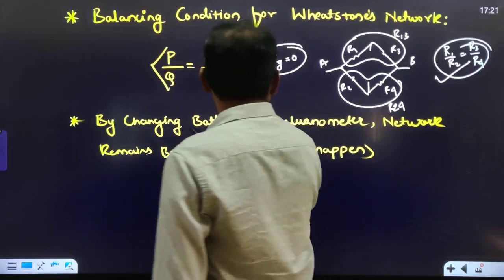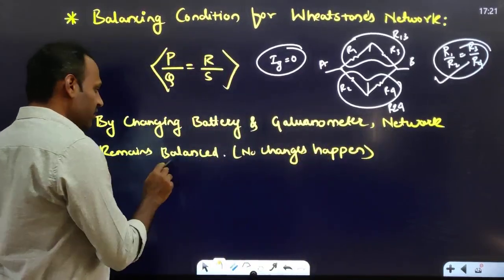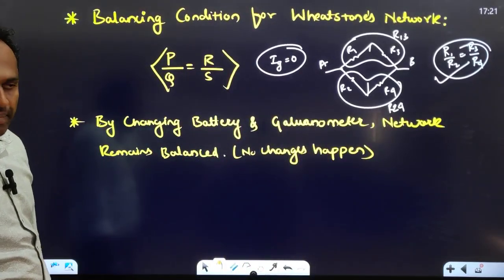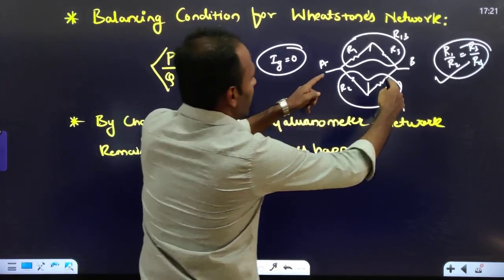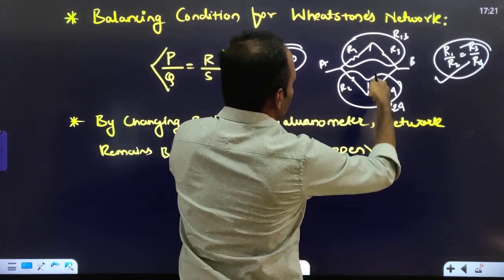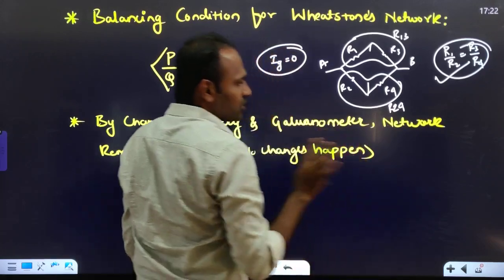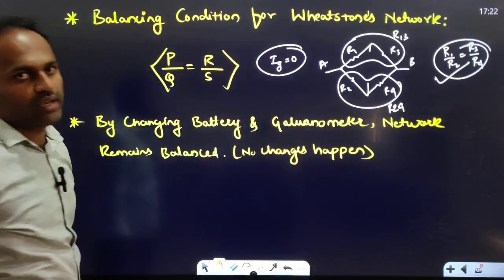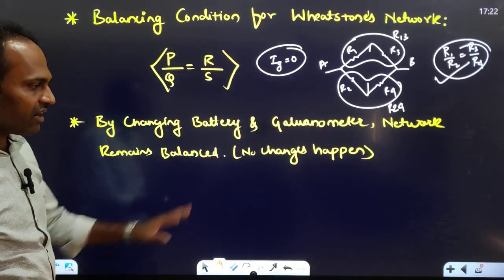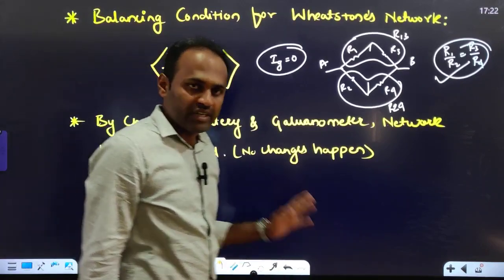Next, by interchanging the battery and galvanometer, the network remains balanced, no changes happen. That is, if I connect the battery here and the galvanometer here, no changes will happen. It will remain balanced only, right? So that is all about the Wheatstone's network.